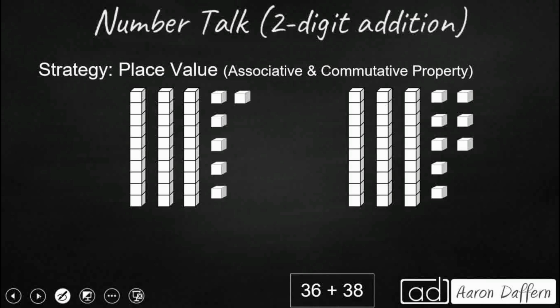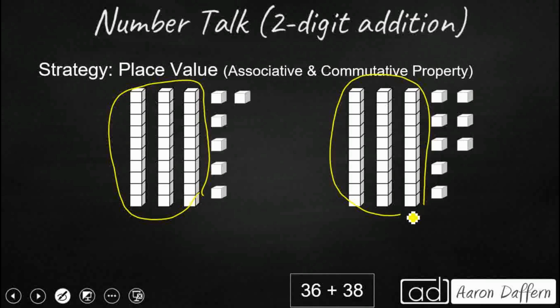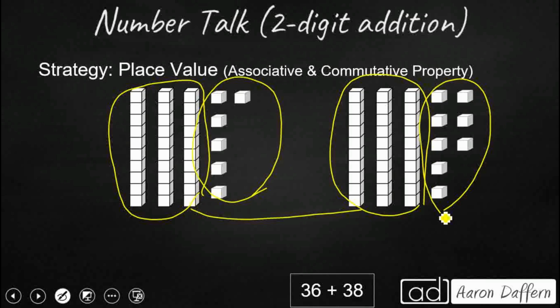You can also just break it up in place value, and that's also going to use both associative and the commutative property. So let's just add our 10s together. And then let's just add our 1s together. Let's just add these 2 chunks separately, and then we'll just put those 2 sums together. So what that looks like is this. We've got 36 plus 38. Really, I'm going to break up each into its place value. So 30 plus 6, and then 30 plus 8.